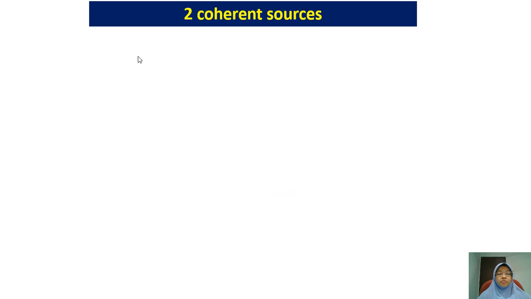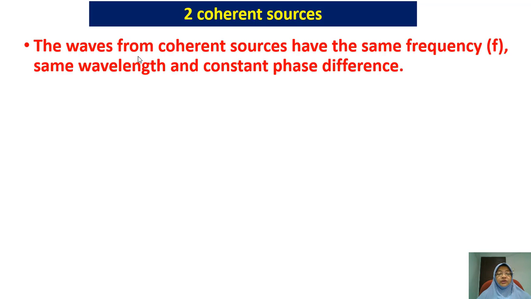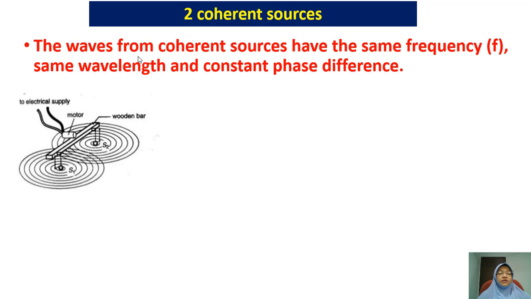Now, the meaning of two coherent sources. The waves from coherent sources have the same frequency, same wavelength and constant phase difference. For example, we have a water wave. So we have two dippers connected with the same motor. So both have the same frequency and move with the same phase, in the same direction.